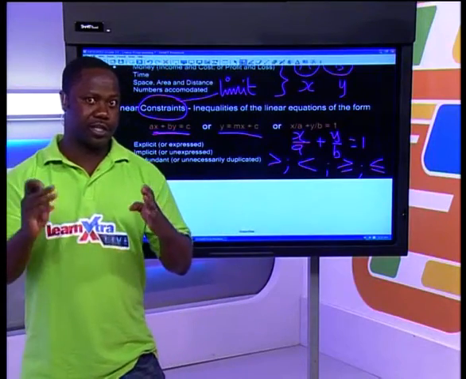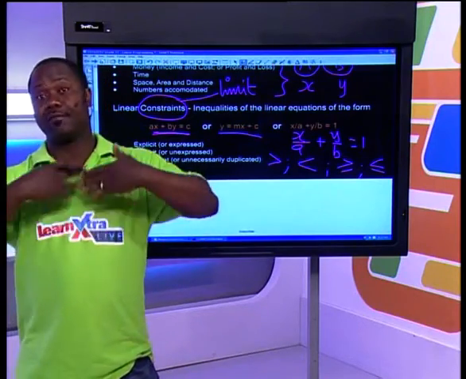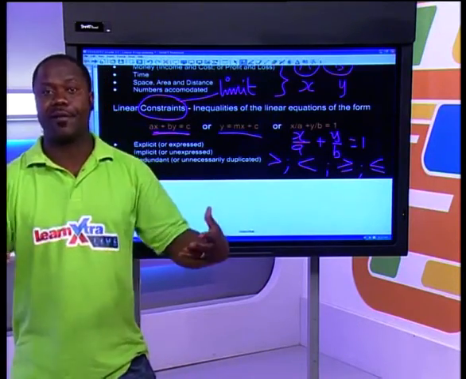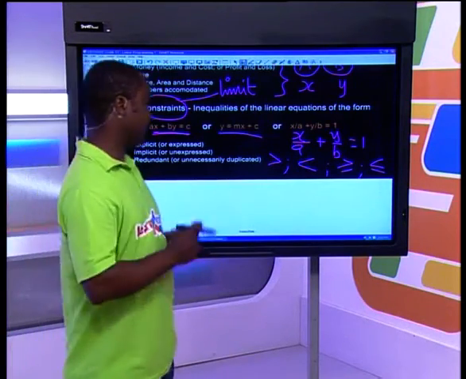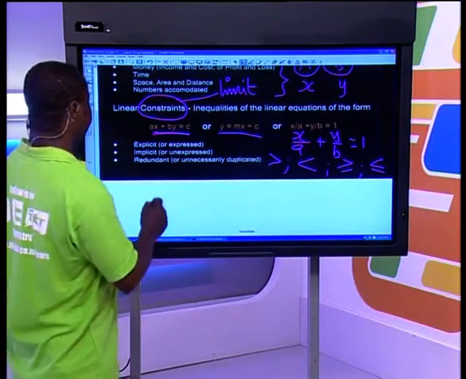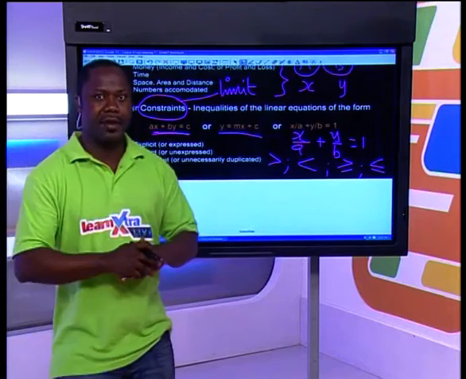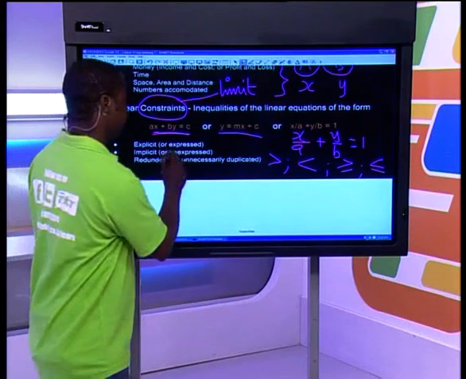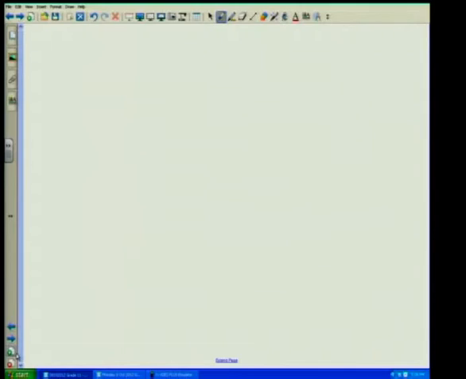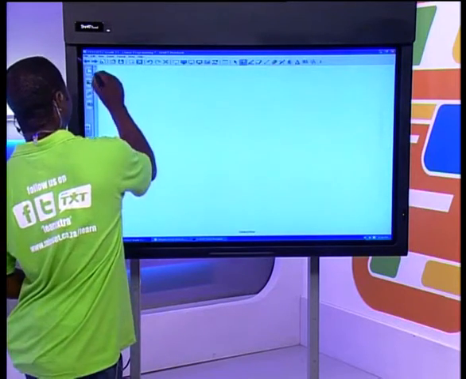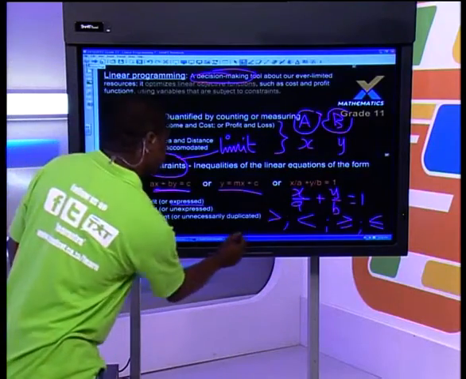Those are the inequality symbols that you're going to come across. And those are suggesting that you have something less. You don't have more than, let's say, 100 Rand to spend on what you want to spend, for instance. That's what I meant by constraints. The types of constraints that, if I can give them names, will be those that are expressed. In other words, they are given to you.